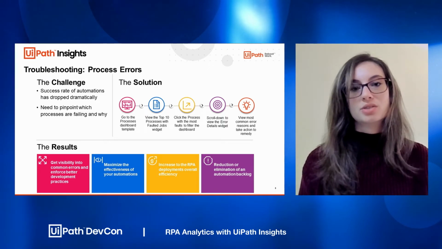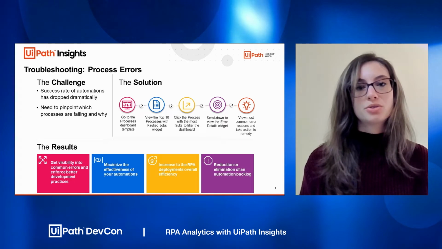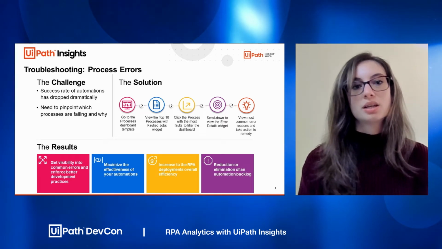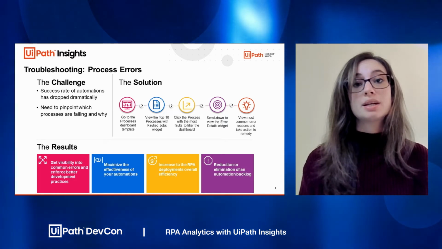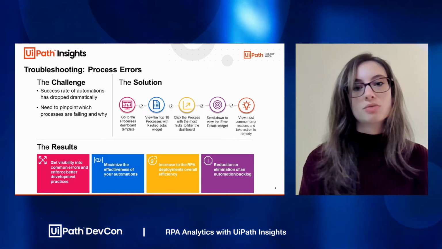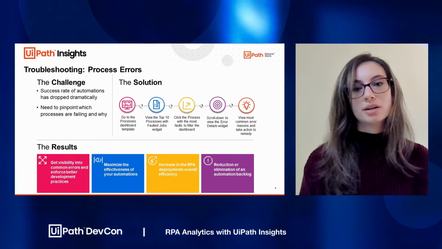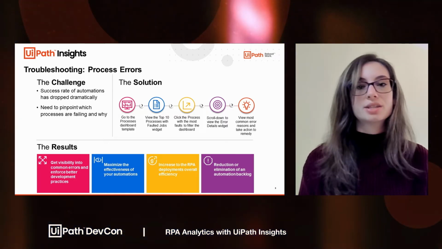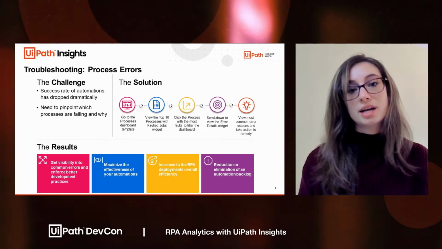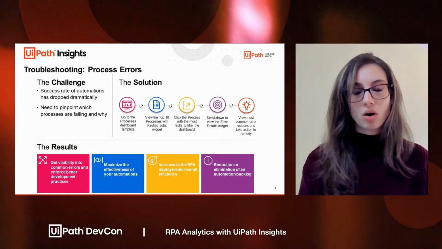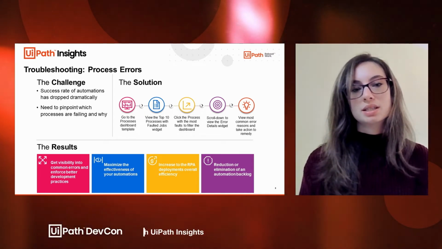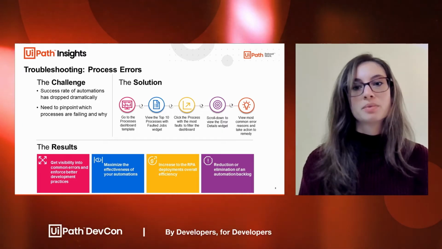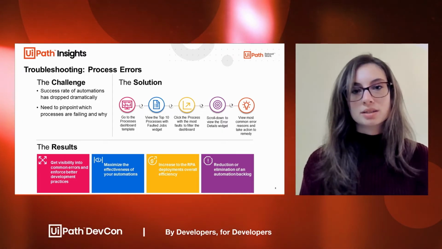So when you see that success rate drop, you can scroll right down to the top 10 processes with faulted jobs widget. This will show you in a very clear scatter plot form if there are any outliers that have far more faults than the rest. Normally, if your success rate is dropping this low, it's either going to be 1 or 2 processes or all of them. So you'll be able to see these numbers right on this widget. Like I said, normally it's about 1 or 2.